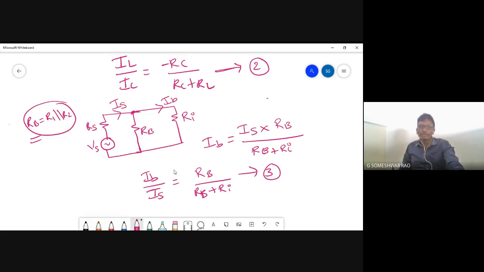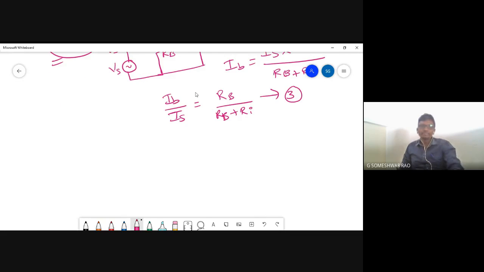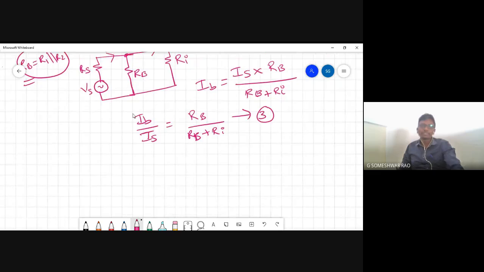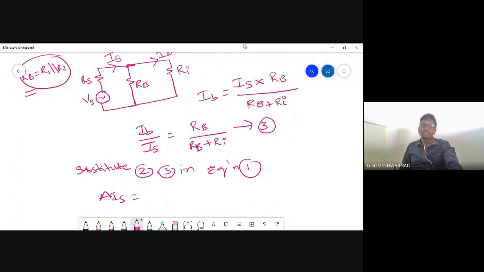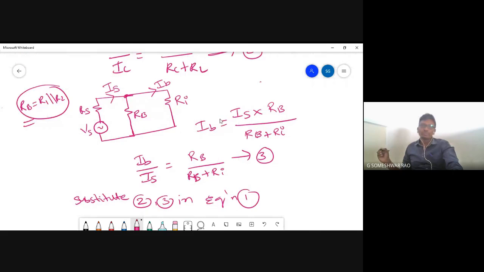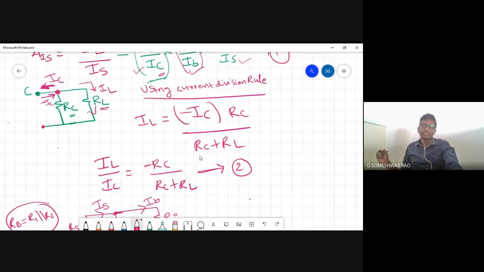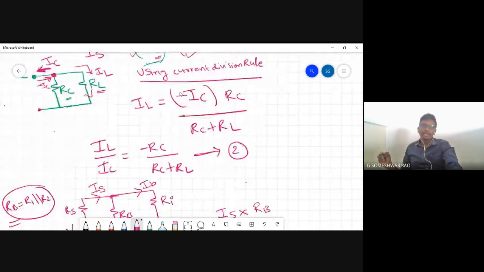Now can you say something now? Substitute. What are you going to substitute? Substitute equations 2 and 3 in equation 1. Am I correct? So what is AIS? AIS is equal to, what is that? Take a look at the equation once. So what is this equation? This equation is IL by IC.